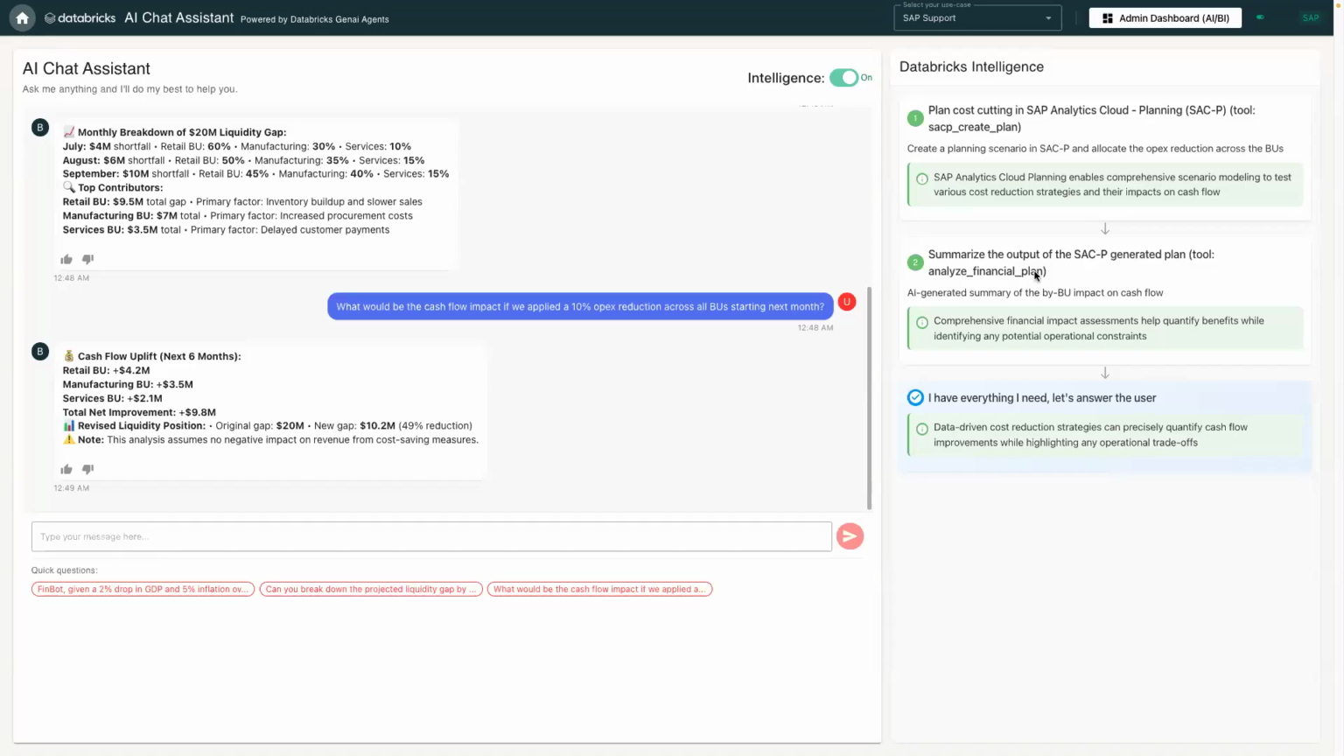And what we see here on the right is that in this case, FinBot is leveraging SAC Planning to allocate the cost reduction. And how this is achieved is via SAP Databricks sharing its data sets via zero-copy delta sharing to SAP DataSphere, which in turn is accessed by SAC Planning via a live connection, which is the seamless planning capability that was introduced in Q4 of last year. And then in the second step, SAP Databricks is analyzing and summarizing the outputs of the SAC Planning generated plan. And that's how we arrived at the output and the revised liquidity position.